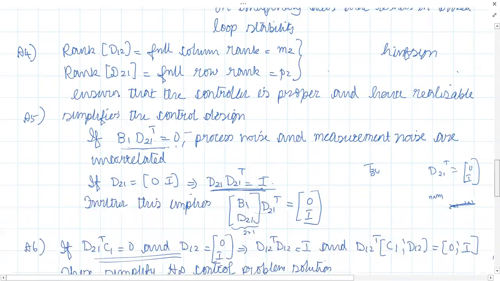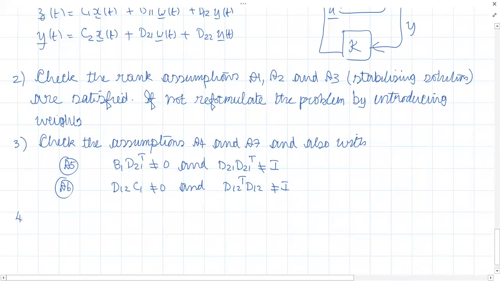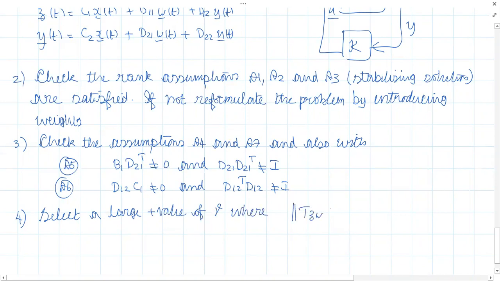Then what we have to do, as I said in the last class, is select a large positive value of gamma, where the infinity norm of TZW is less than gamma. That is why it is called suboptimal. This gamma may not be the optimal value. If you reduce it further, you will be able to find a new gamma 1, which can satisfy this. It's an iterative procedure. It will take a lot of time.